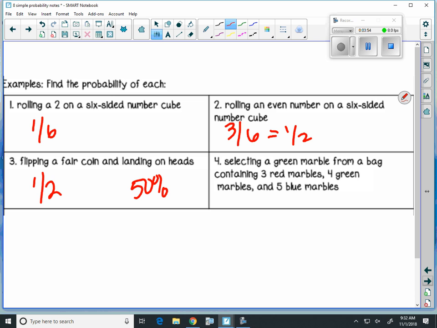What about selecting a green marble from a bag containing 3 red, 4 green, and 5 blue marbles? Okay, so he says 1/4. How did you get to 1/4? Say it again. 4 out of 12. So how did you get 12? You add them all together. 3 plus 4 plus 5 is 12, right? And it says a green marble. Well, there's 4 green. So 4 out of 12 is the same thing as 1 out of 3.